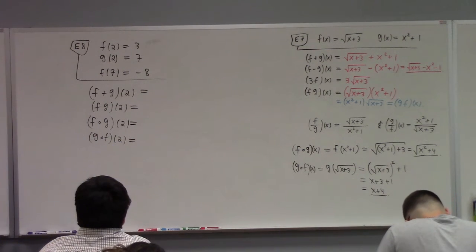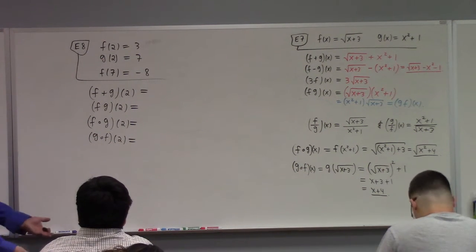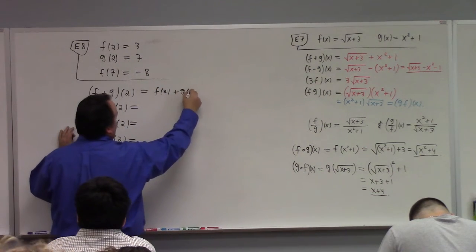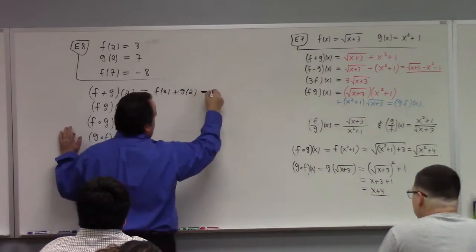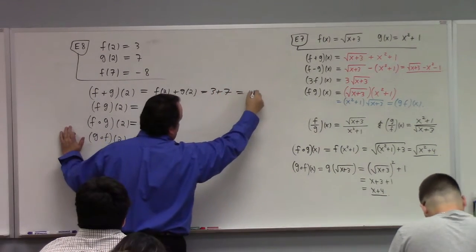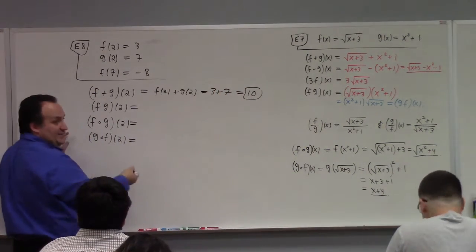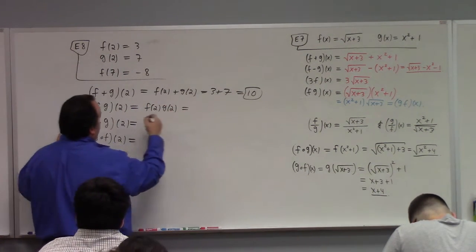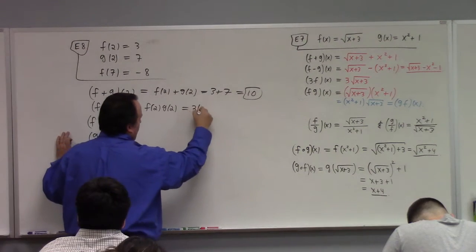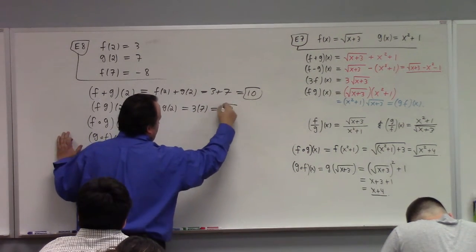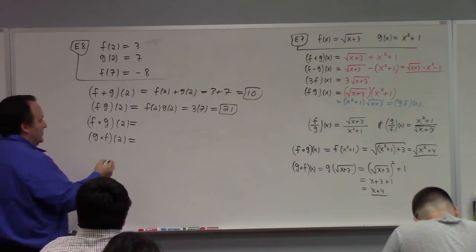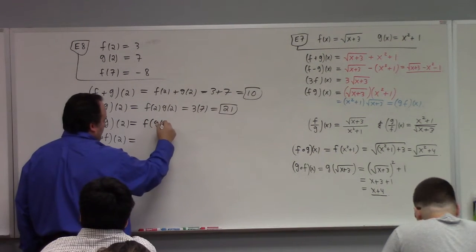So how about f plus g of 2? F plus g of 2 would be 3 plus 7. See, f of 2 plus g of 2, those were given, so that's 3 plus 7. The answer is 10. F times g of 2 would be f of 2 times g of 2, which in this case would be 3 times 7. And I heard a vote for 21. I'll allow it.